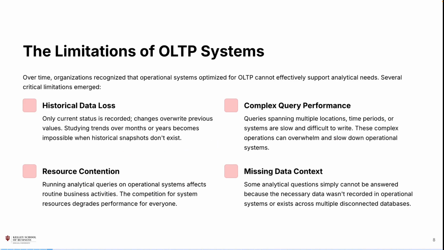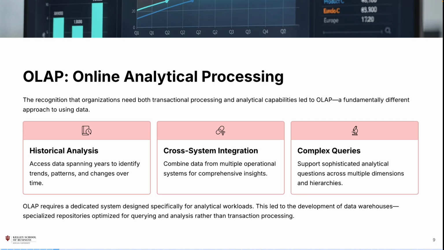And over time, organizations recognize that operational systems optimized for OLTP cannot handle analytical tasks very efficiently. This is because the OLTP system focuses on current data, but does not focus on historical data. It also cannot handle complex queries. And oftentimes, we have data quality issues. We have missing data and missing context. So now we need OLAP.